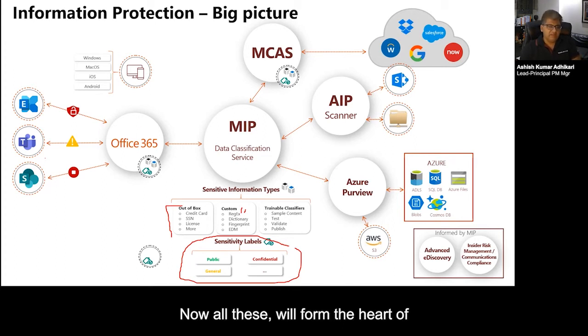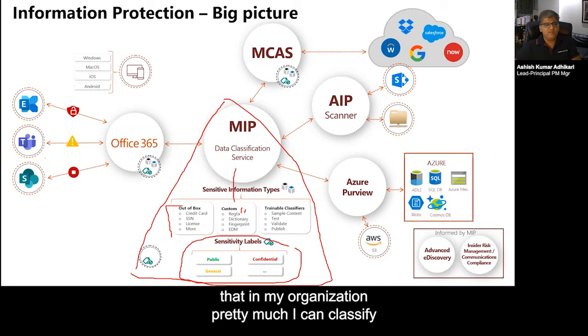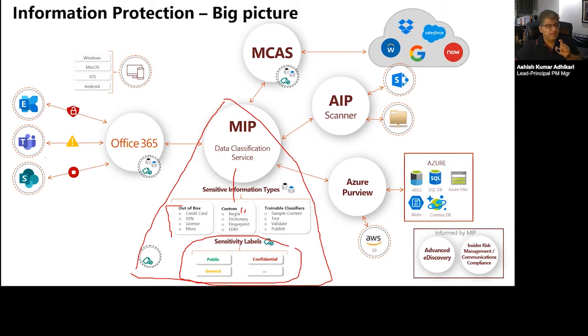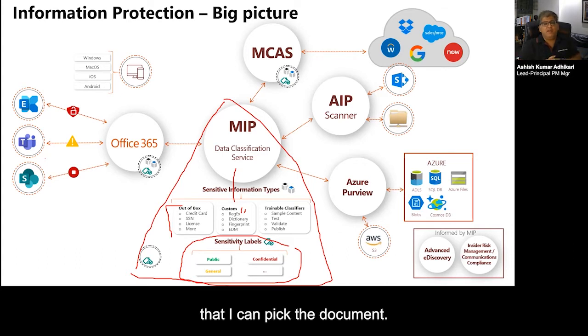Now, all these will form the heart of, I would say, this classification service. And this means that in my organization, pretty much I can classify the documents if they are sensitive, if they have credit card, if it's a contract document. So pretty much I have this sixth sense that I can pick the documents.